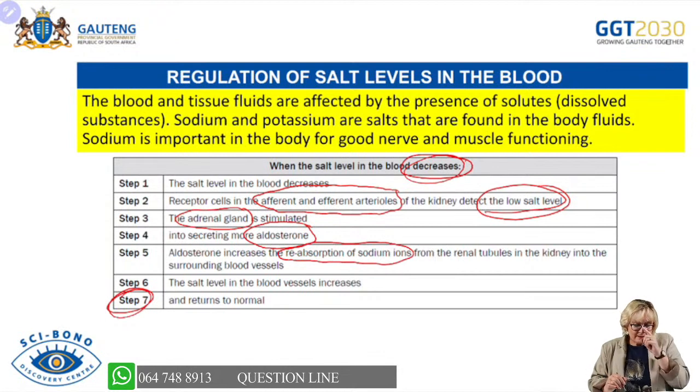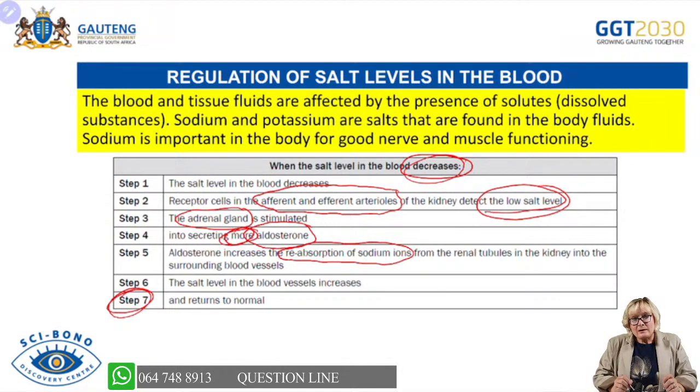So what is happening is, the first thing that you must remember is, who is the policeman here? Who's detecting that there's a problem here? It's the afferent and the efferent arterioles that you will find in the nephron. All right, they're in the kidney. They will detect that. What do they do? They let the adrenal gland that's on top of the kidney know that they must secrete what? They must secrete aldosterone, secrete more aldosterone.